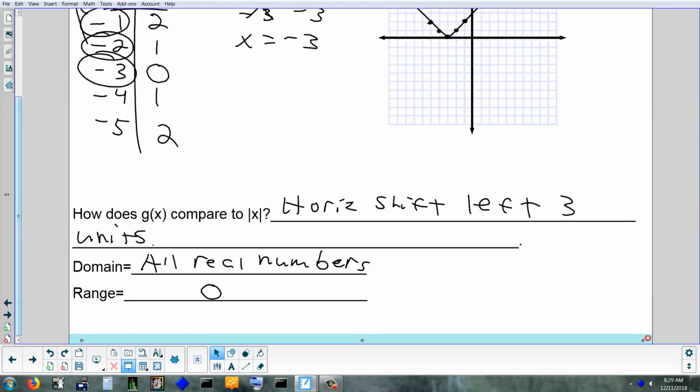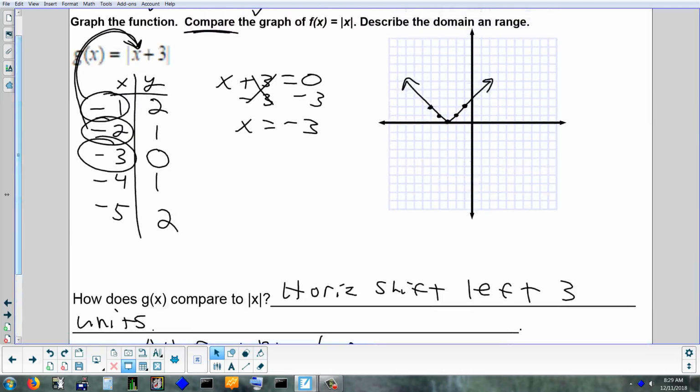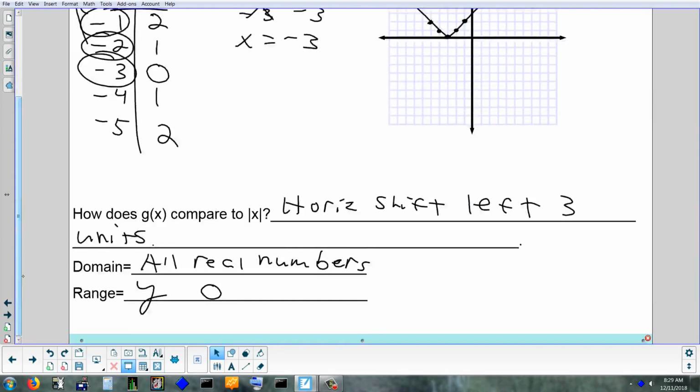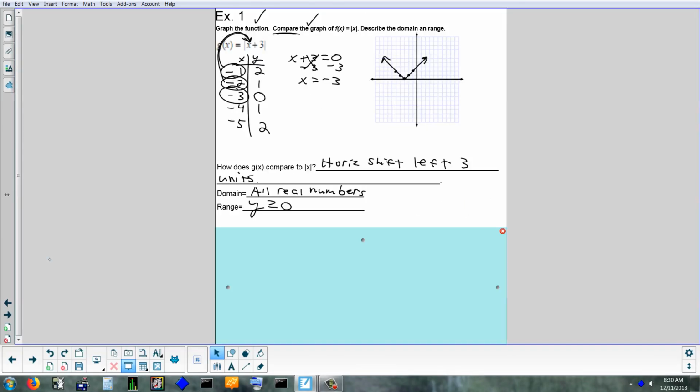What letter do we always use with range? Y. And all my y values in that graph, are they above 0 or are they down below 0? Above. So they're all greater than or equal to 0. Okay. Any questions on that? So that's what we did yesterday.